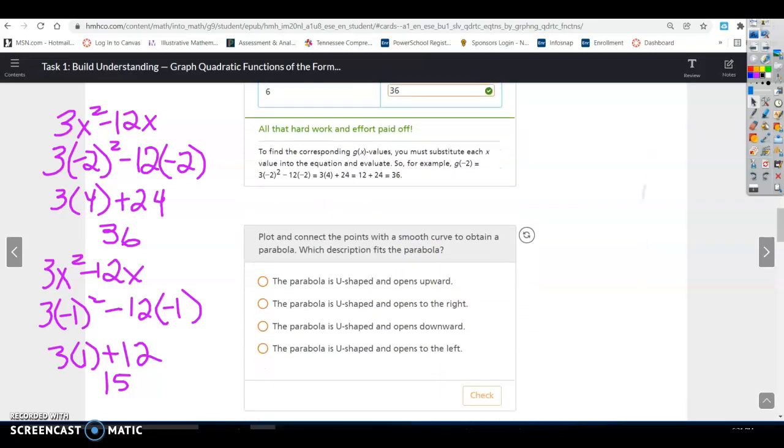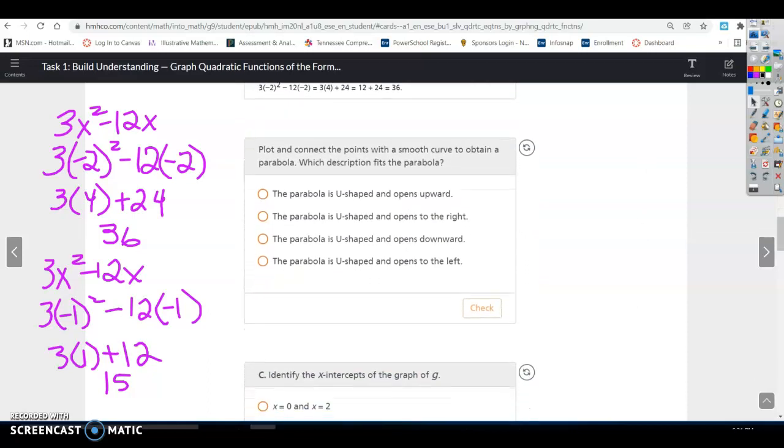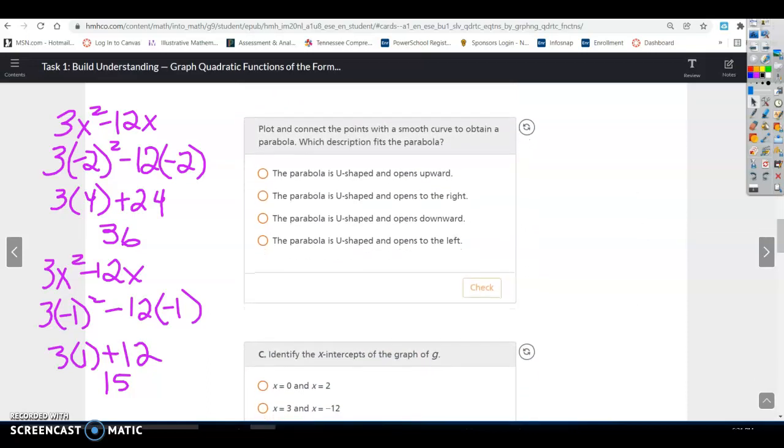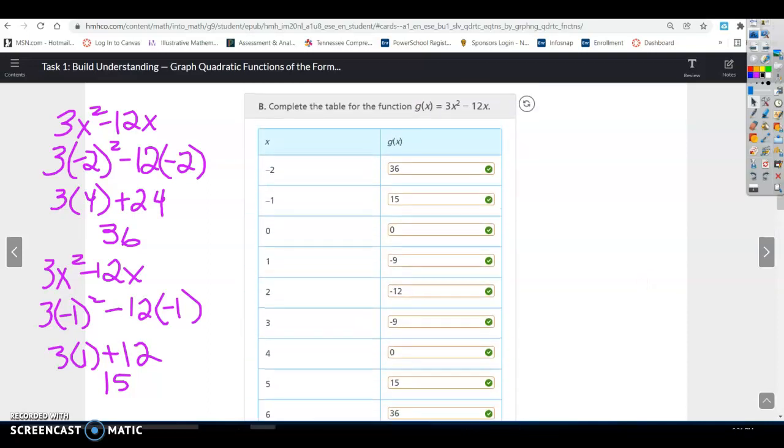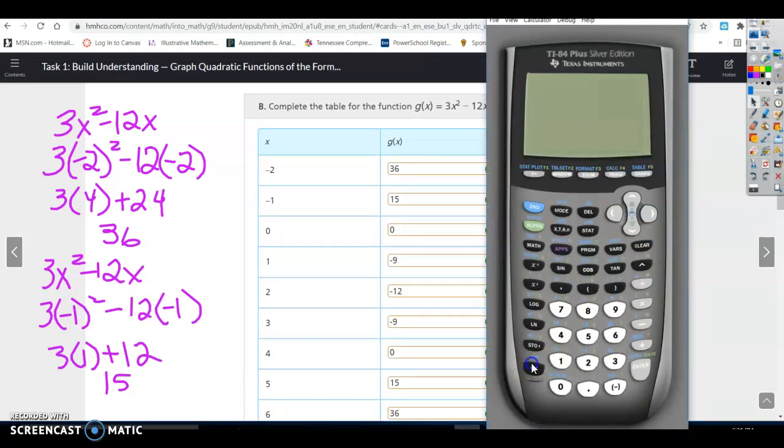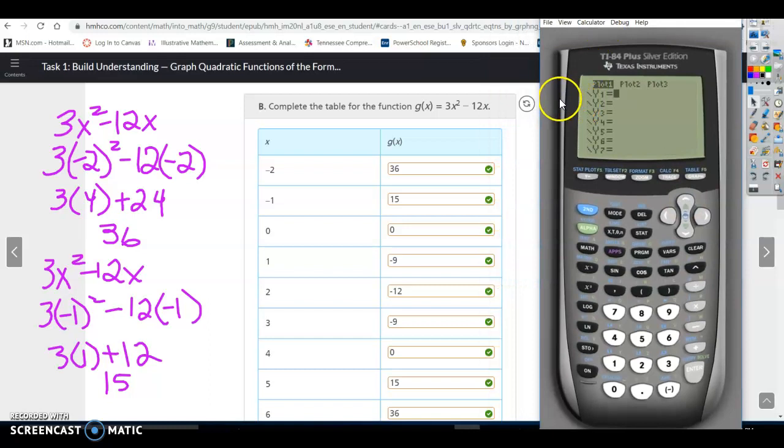Okay? All right, so it says plot and connect the points with a smooth curve to attain a parabola. Which description fits the parabola? All right, so a quick way to do this, since we're kind of on a time limit here, instead of graphing all the points, which you should do at least once just to see what it looks like, you can also graph the function. Just like we did linear functions, you can type this in.